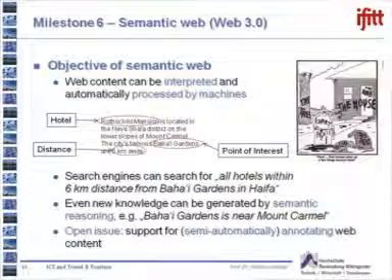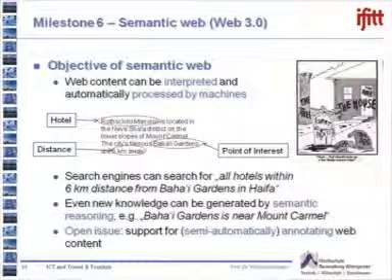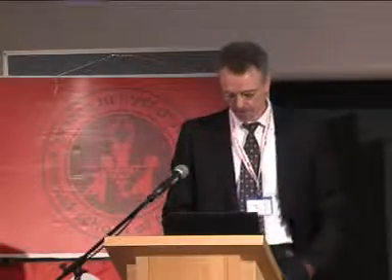Or you could even generate new knowledge out of the existing knowledge by what is called semantic reasoning. You could, for example, conclude from the text that Bahia Gardens is near Mount Carmel, because you have this information in the text. It's quite a powerful mechanism. What's the problem so far with the semantic web? The problem is somebody has to annotate all the websites in the world. Of course, this is a nightmare of work, and therefore this is hindering the uptake of the semantic web.